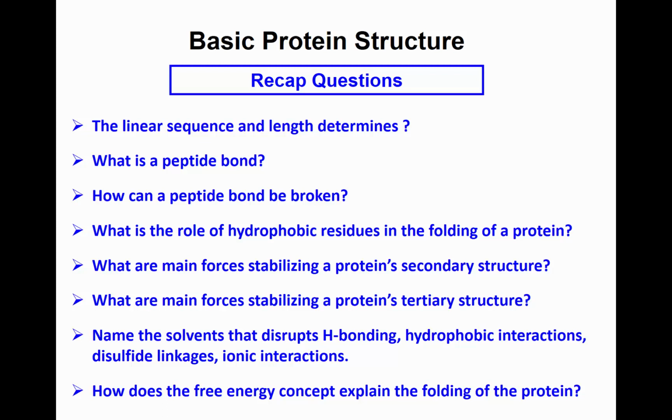Perfect. How does the free energy concept explain the folding of the protein? That's a tough one, but let's try to remember it together. Once the polypeptide is formed, do you have a lot of free energy? Yes. So you have a lot of free energy. And then what happens? Okay, Katie? It wants to go to the most stable form. So what starts happening to contain the free energy?